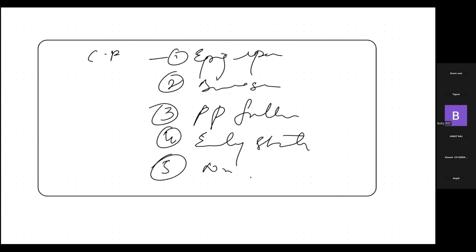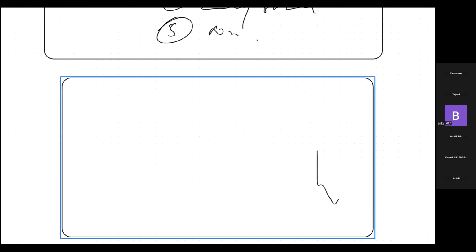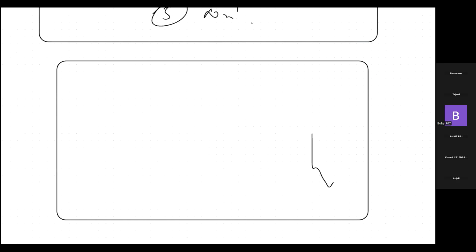Now what are the clinical examination findings? Mostly it's normal. When the person comes and you do the clinical examination, you'll feel that nothing much is there, but there can be mild epigastric tenderness. So this is the thing.